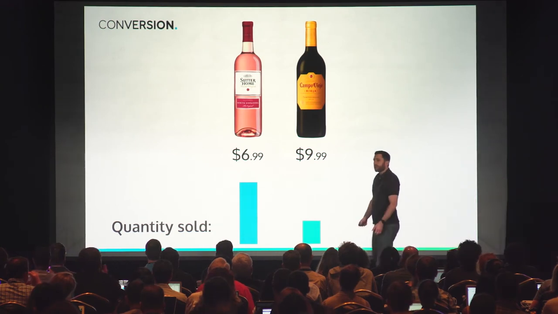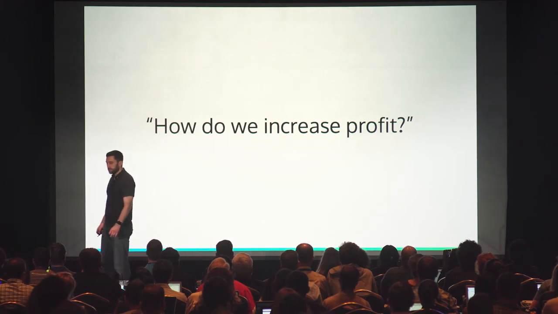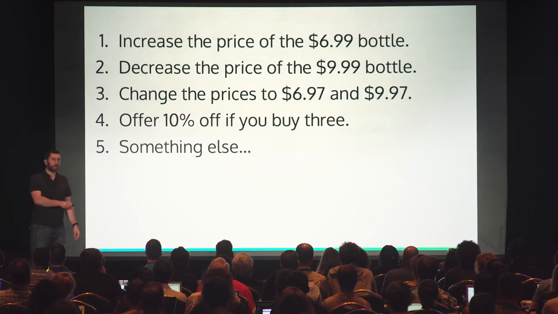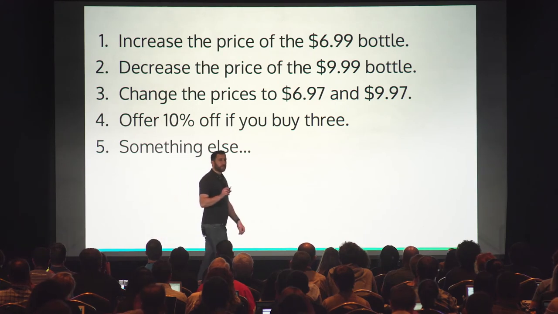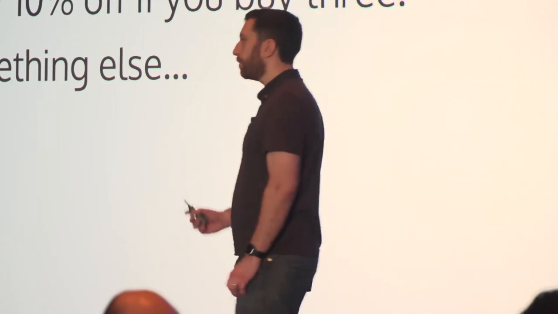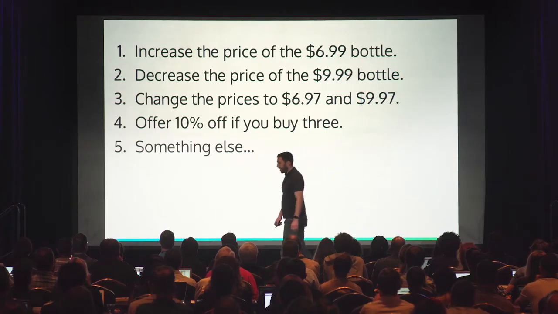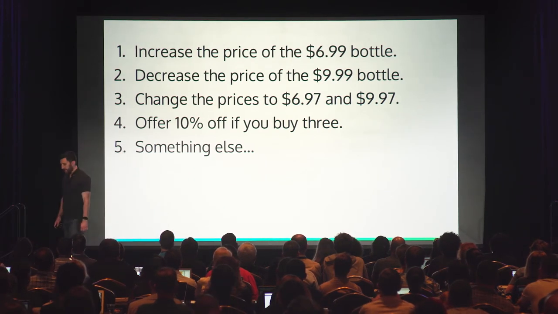We have a problem. We want to increase profit in the business. So we have five different options. There are five things that we can do. Number one, we can increase the price of the cheaper bottle. Most people are buying that. Let's put the price up a dollar. Or we can decrease the price of the more expensive bottle, see if we can pull a few more people over to it. We can change the last digit to 7 instead of 9 because 7 is a magic number and it makes people instantly convert. I'm being slightly sarcastic. We can offer 10% off if you buy 3 or more. Or we can do something else.